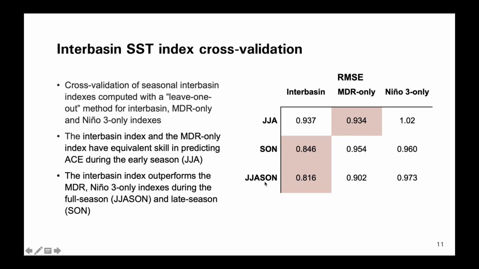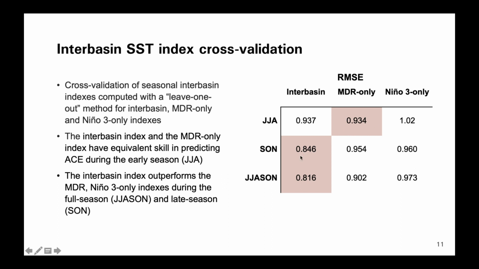JJA and SON. So in JJA, the interbasin index has roughly equal skill in predicting TC activity compared to an index that's only made of MDR SSTs. However, an index made of just Nino 3 SSTs fares far worse.